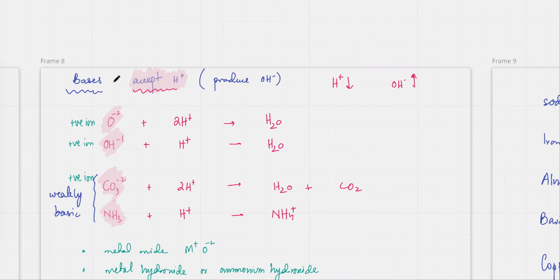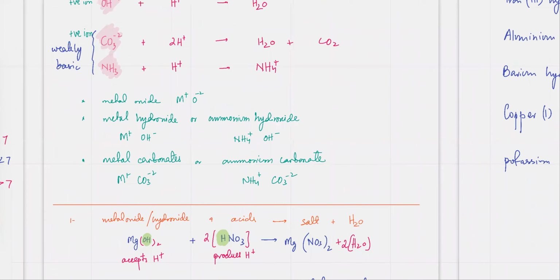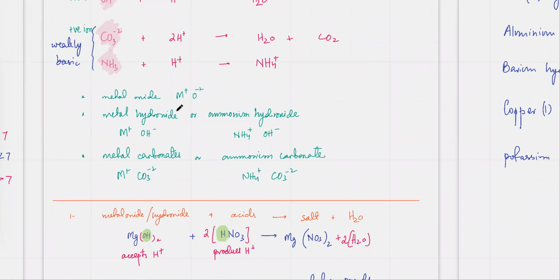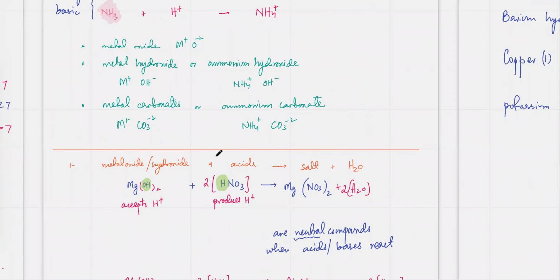So which substances are basic? O-2 ions are basic, OH-1 ions are basic, CO3-2 ions are basic, NH3 molecules are basic. They all tend to accept H+1 ions. For example, these two, they end up forming water molecules. Carbonate ions, they accept H+1 to form water and carbon dioxide. NH3 also accepts H+1 ions. So these were all your bases. Metal oxides, hydroxides, carbonates, etc. All these compounds were basic.